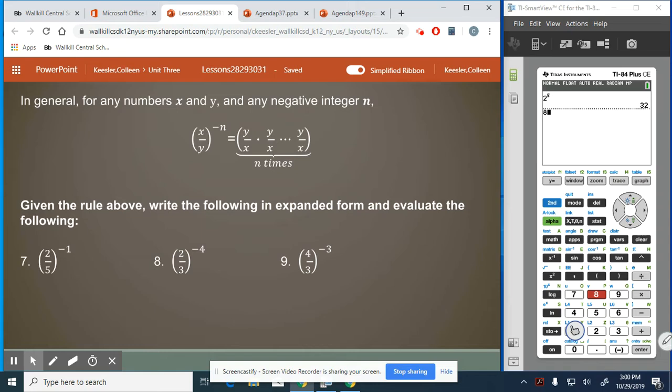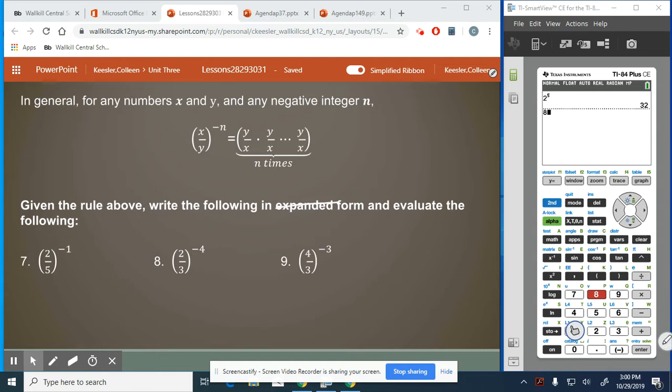Okay, so in general, for any numbers x and y and any negative integer n, x over y to the negative n is y over x times y over x times y over x, n times. So similar to the last rule, in order to get rid of that negative exponent, we take the reciprocal of the base and then multiply that by itself n times. So again, we're not going to worry about the expanded form. We just want to rewrite it without a negative exponent and then evaluate if needed.